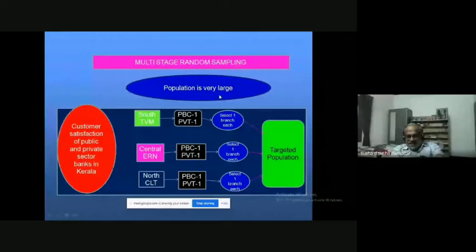And here, the larger population becomes a targeted population through different stages. How many stages? Stage 1, stage 2, and stage 3. And from the target population, we select the required sample size. The optimum sample has been selected from the target population. So finally, the optimum samples were selected from the target population through different stages. This is called multi-stage random sampling.